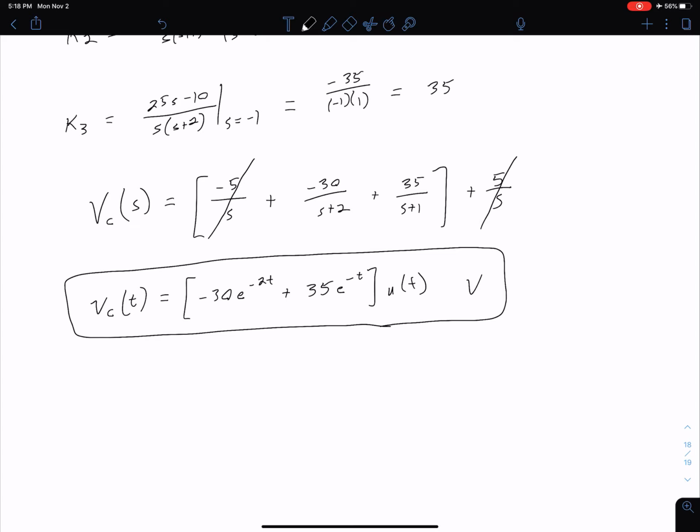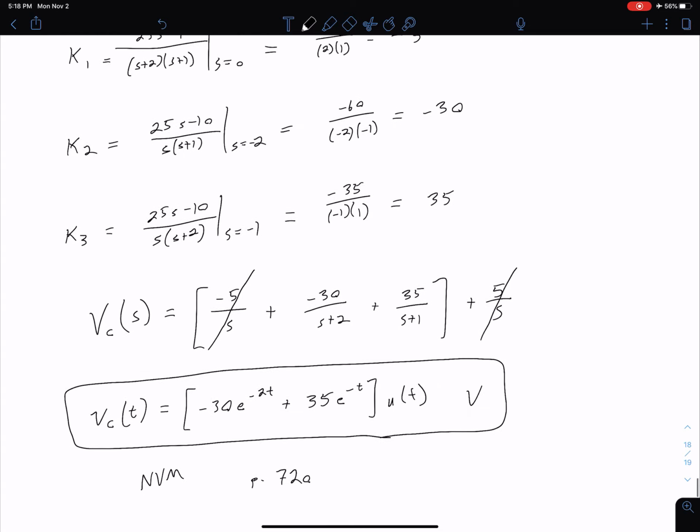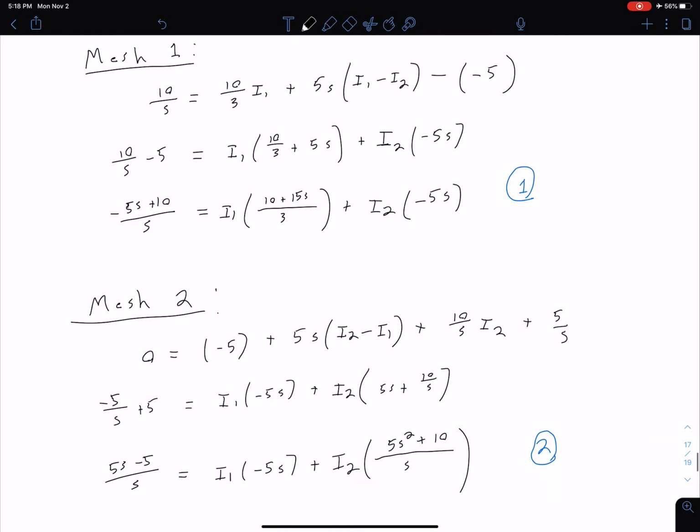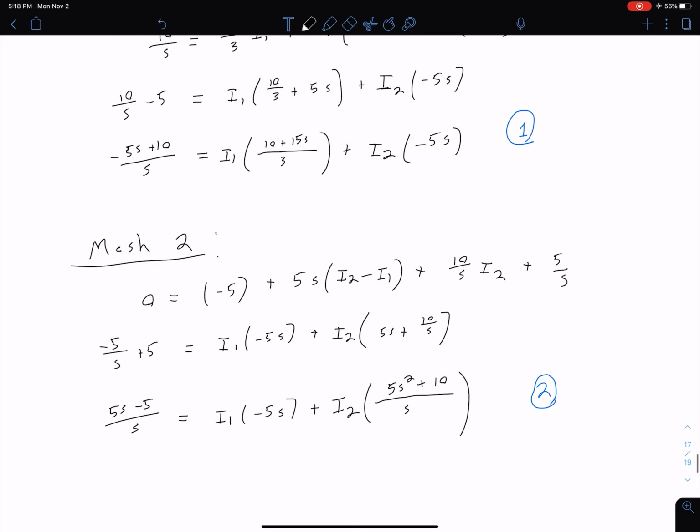So one thing to note is that, of course, as I mentioned earlier, it'd be a lot easier to solve this problem if we used our node voltage method because we just have one equation. And so if you look on page 720 in the textbook, you can see what that analysis looks like. And as I mentioned in some other videos, we'll come back and I'll talk about how we can solve these equations 1 and 2, both by hand as well as using MATLAB.